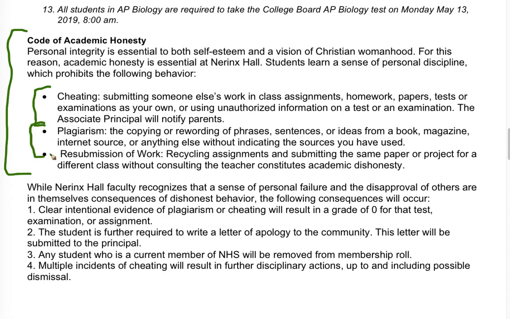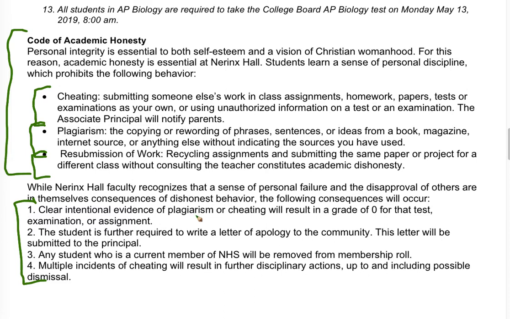Plagiarism, the copying or rewording of phrases, sentences, or ideas from a book, magazine, internet source, or anything else without indicating the sources you have used. And lastly, resubmitting work, recycling assignments, and submitting the same paper or project for a different class without consulting the teacher constitutes academic dishonesty. While Nerinx Hall faculty recognizes that a sense of personal failure and the disapproval of others are in themselves consequences of dishonest behavior, the following consequences will occur.